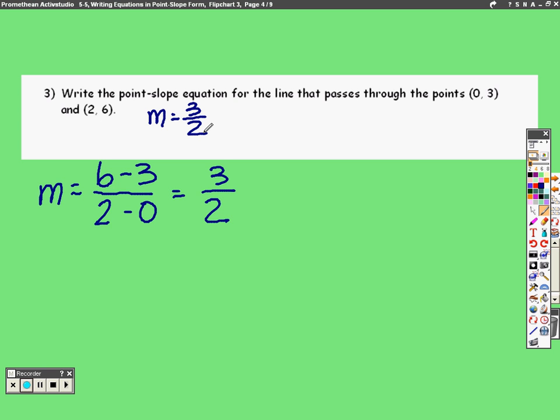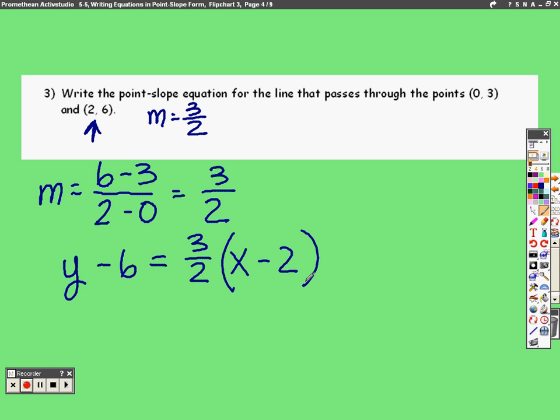I'm going to write the equation using that point and the slope. So it's going to be y minus y1 equals the slope times x minus x1. And there's my point-slope form of a linear equation.